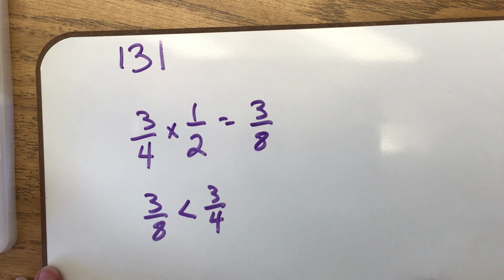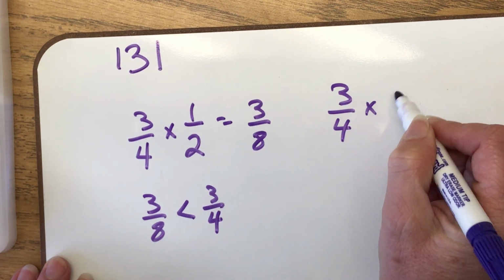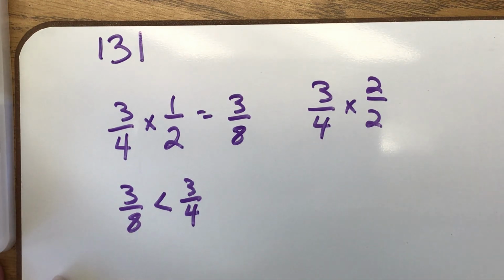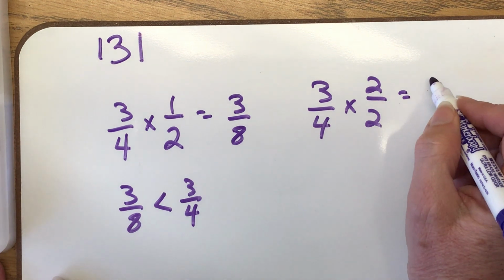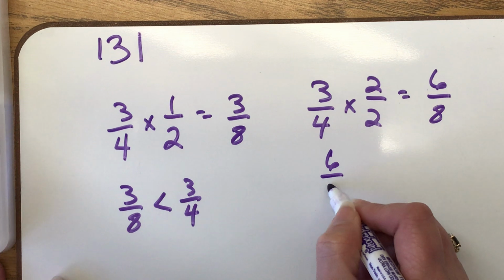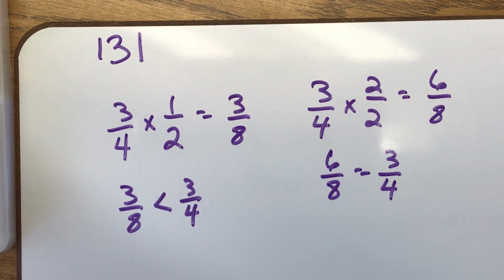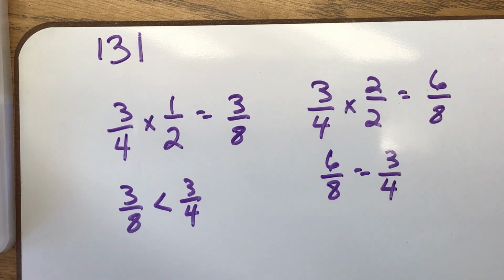Let's take 3/4 again, and this time, let's multiply it by 2/2. We know that 2/2 is equal to 1. So when I multiply 3/4 times 2/2, I get 6/8. 6/8 is equivalent to 3/4. Because whenever I multiply any number by 1, I get the same number. So if I multiply a fraction by another fraction that is equivalent to 1, I get an equivalent fraction.